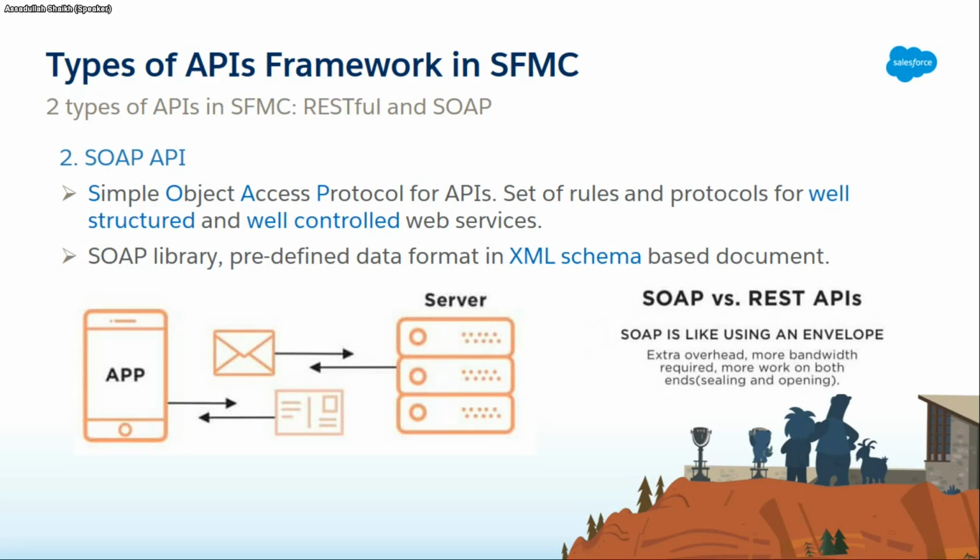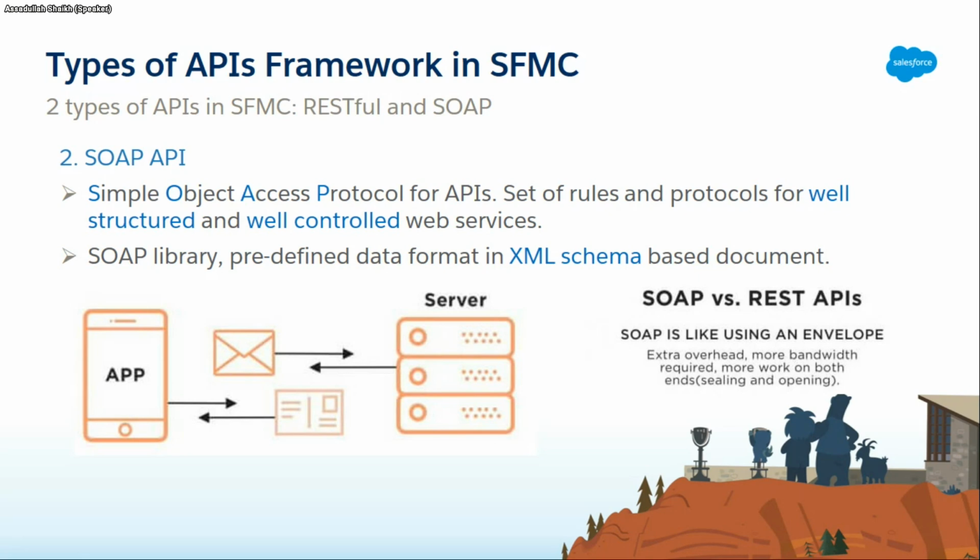So the SOAP API is comparatively more complicated, but in scenarios where security is more important, you will probably find that SOAP API is mostly preferred by the organizations. And why is that? As I mentioned, it has a predefined data format which cannot change over the course of the communication. It uses XML schema based documents, which are also called web service description language. So that is another terminology, right? But Marketing Cloud supports both of these types, and it depends on which one you are going to use based on your use case.